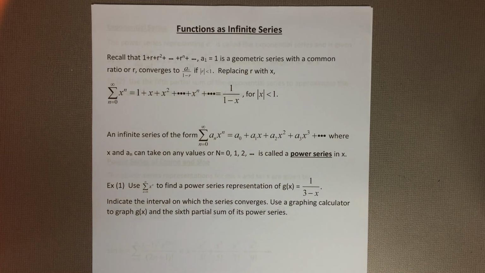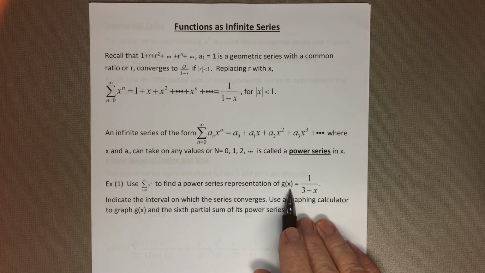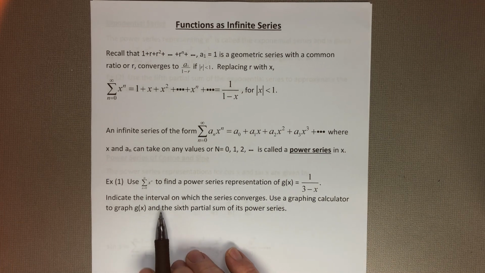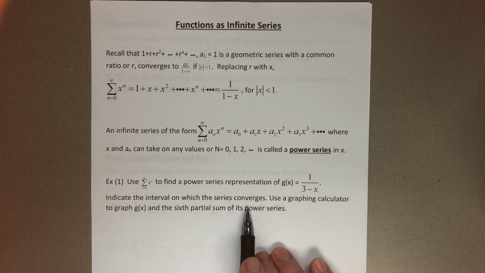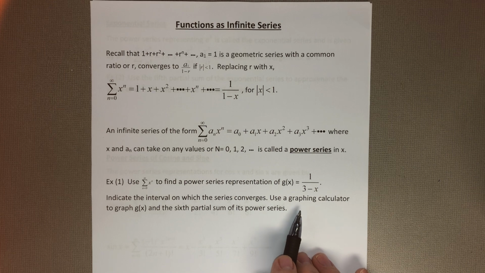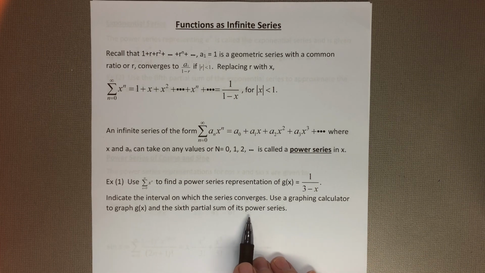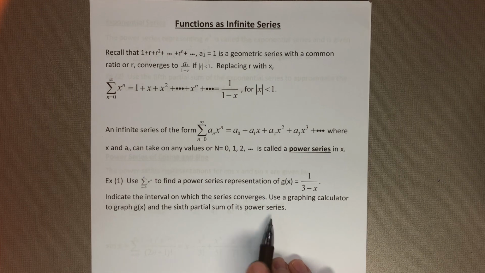All right. Use the summation from 0 to infinity of x to the n to find a series representation of g of x equal to 1 over 3 minus x. Indicate the interval on which the series converges, and use a graphing calculator to graph g of x and the 6th partial sum of its power series.